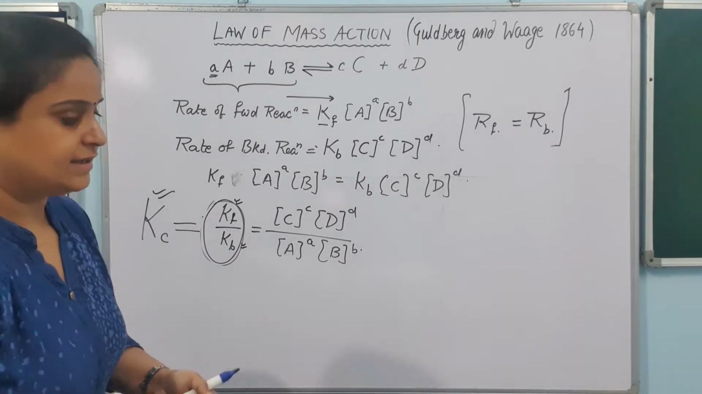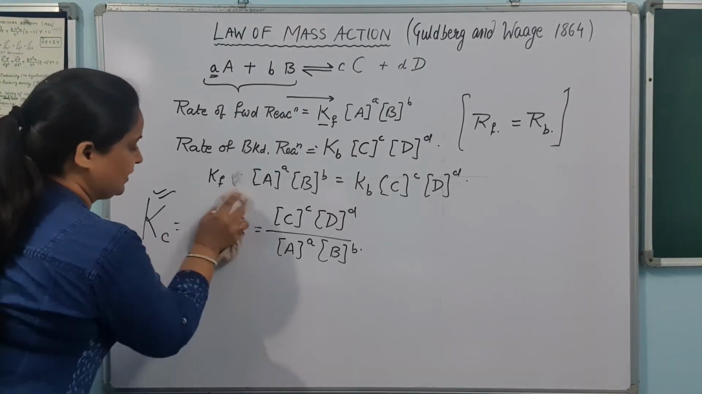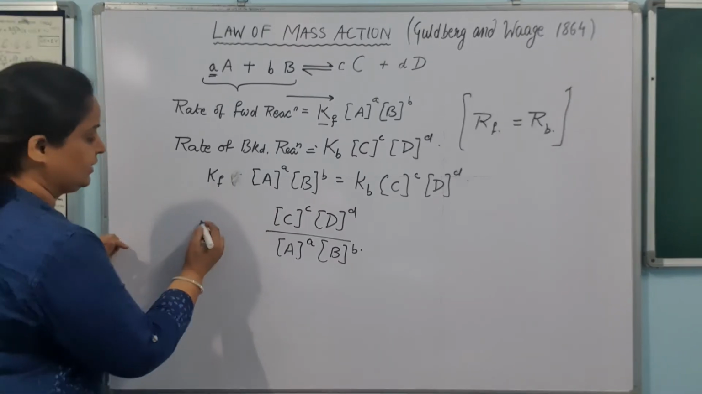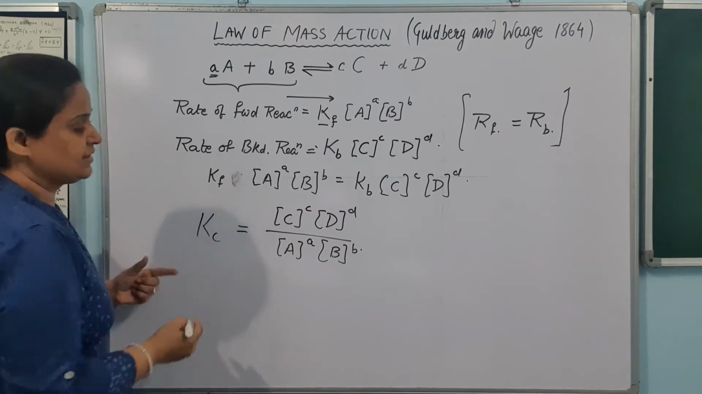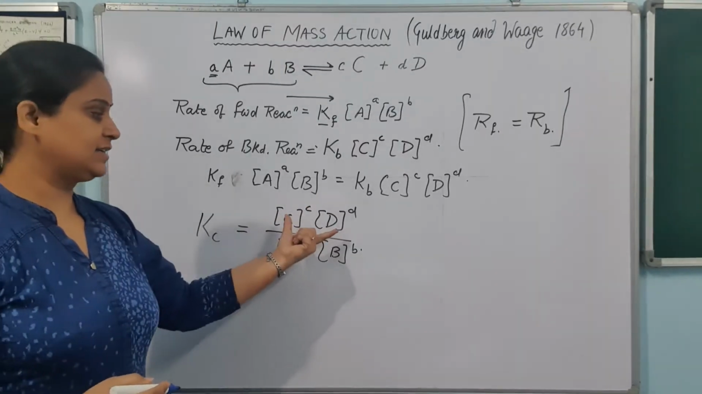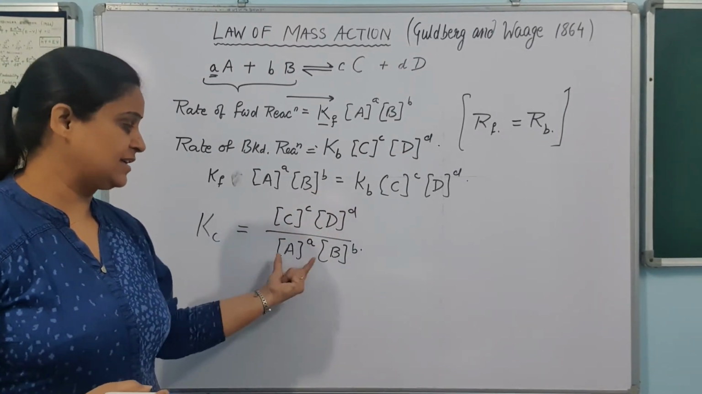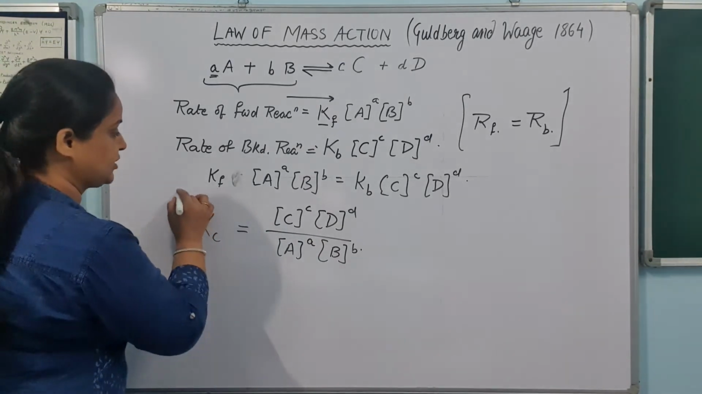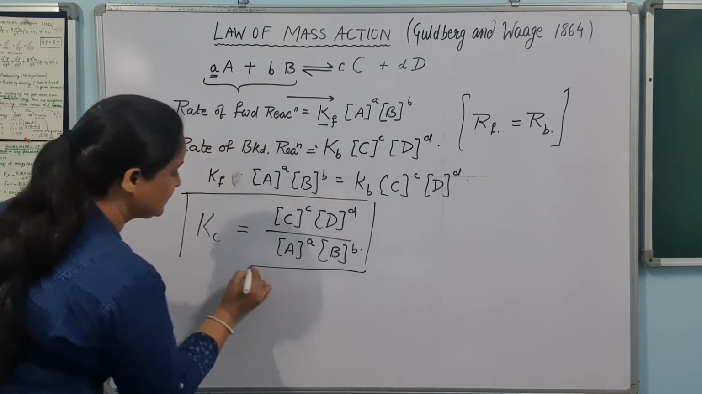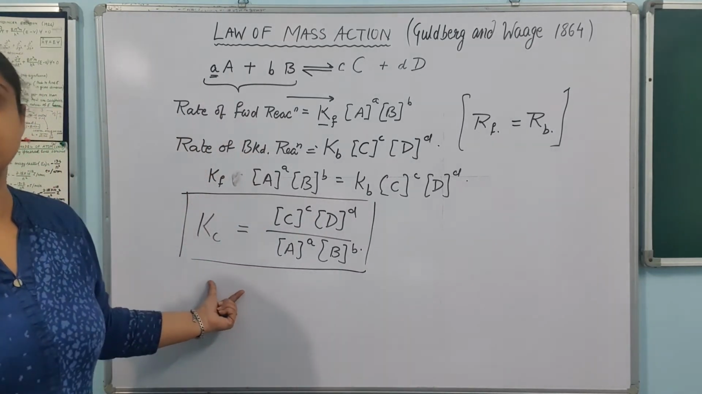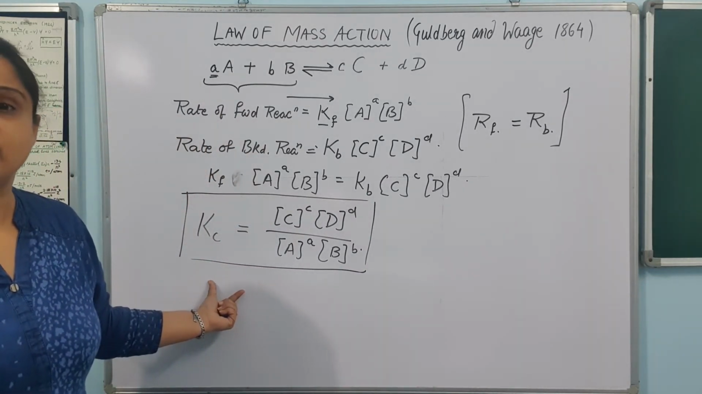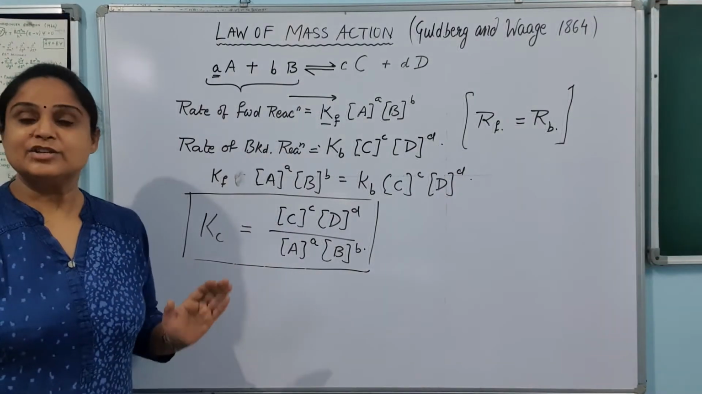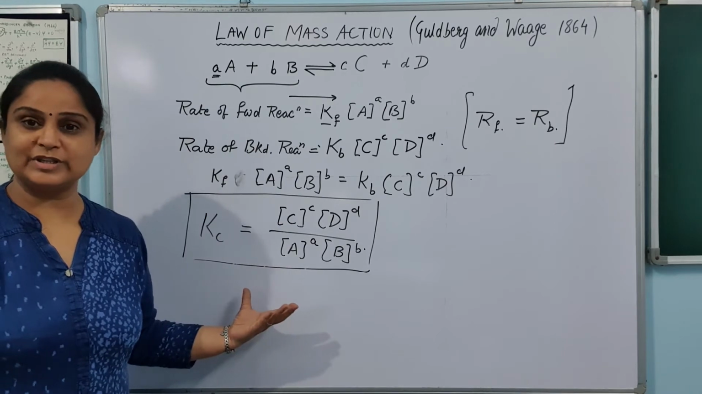Now rather than writing down this Kf upon Kb again and again, what we will do is we will write it as Kc equals C raised to power c, D raised to power d divided by A raised to power a and B raised to power b. And this expression, you know what? This expression which we have written here is called law of chemical equilibrium. Okay, so it is clear to you how we are going to express it.